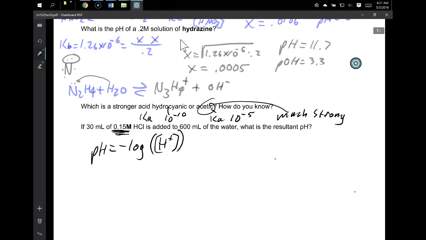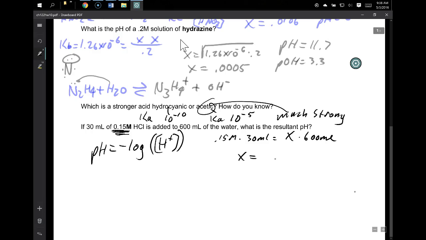Why not? I'm putting this into the water, so I need to know how much, because the concentration is going to drop, right? I have 0.15 and I got 30 milliliters, and I'm adding it to 600 milliliters of water, so it got really diluted down. So my concentration is going to drop a lot. So you could do it a couple ways. You could just do a dilution equation, which is totally fine. So I can do 0.15 molar times 30 milliliters equals X times 600 milliliters.